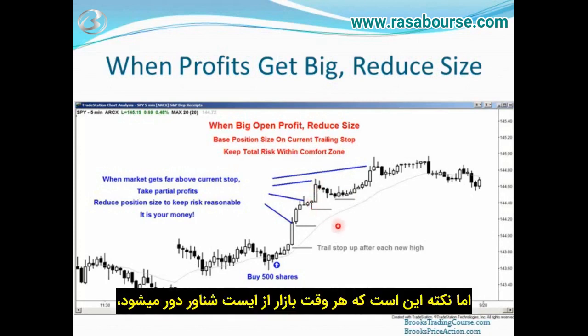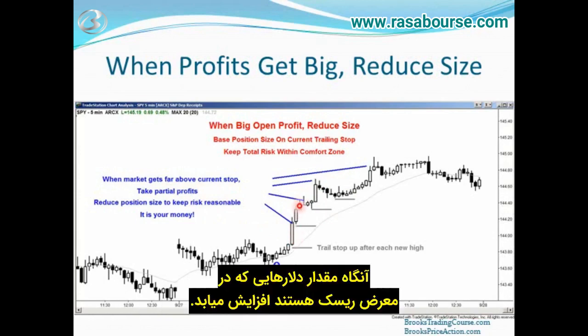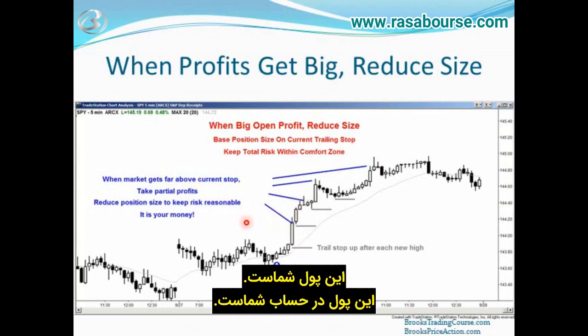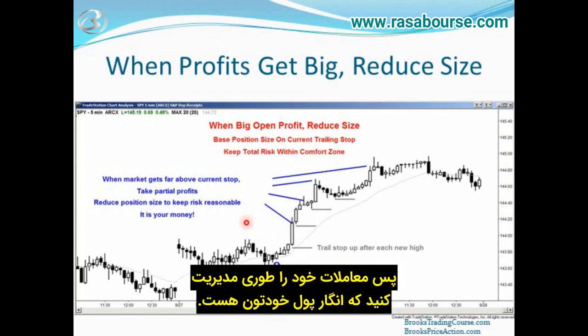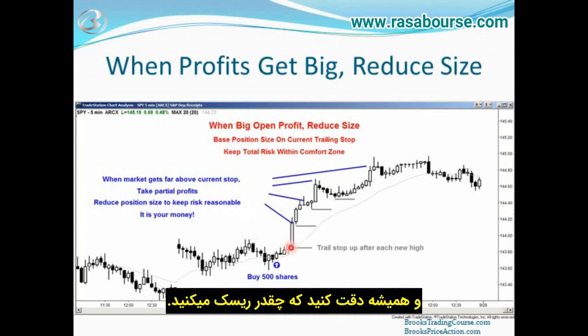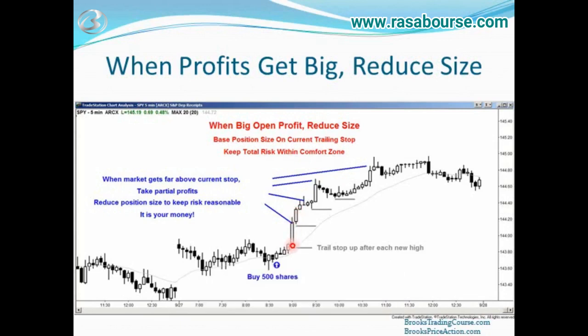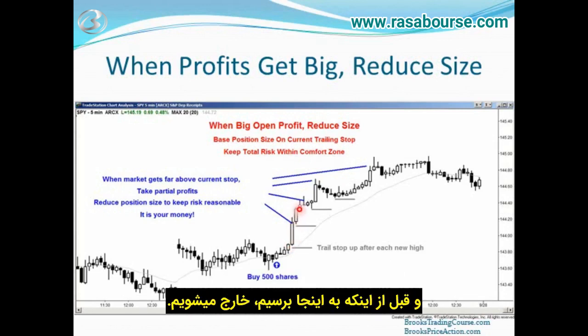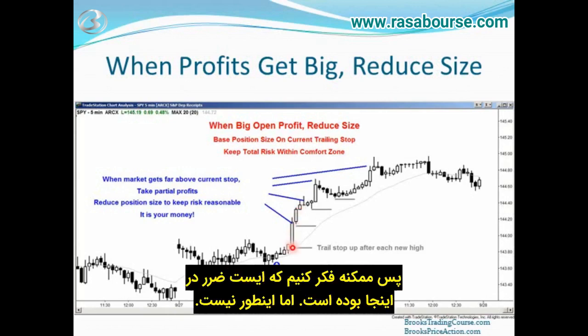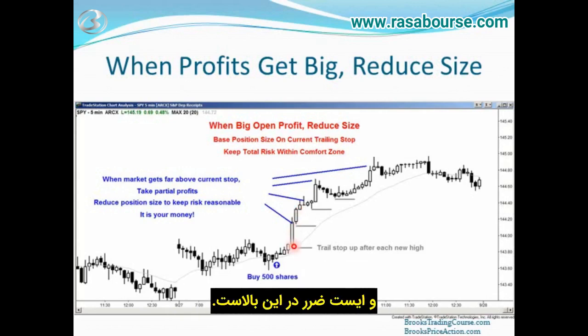But the important thing is, whenever the market starts getting very far above your trailing stop, your actual dollars at risk are increased. It is your money. It's not open profits. That is money in your account. So manage your trade as if it's your money, and always be aware of how much money you're actually risking. A lot of times when the market's going up like this, the trader thinks his stop is down here, but he's really not risking that. Let's say he keeps his full position on, he'll get out long before this. So he thinks this is his stop, but it really is not. It'll be somewhere up in here.